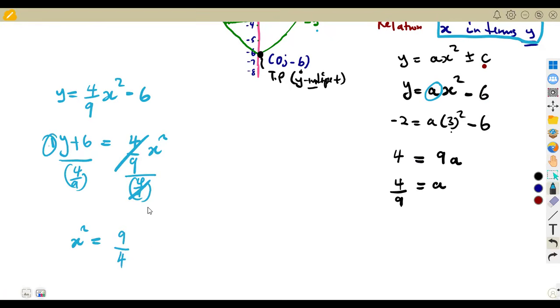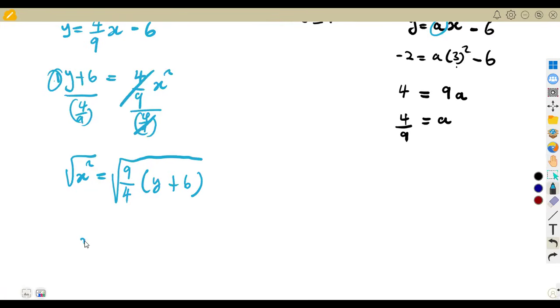So that will be 9 over 4 into this expression. So it's going to be into y plus 6, because we still have an expression there which is supposed to be simplified. But is it what we want? No, we want x, not x squared. So x is going to be the square root of this. That will be our x.